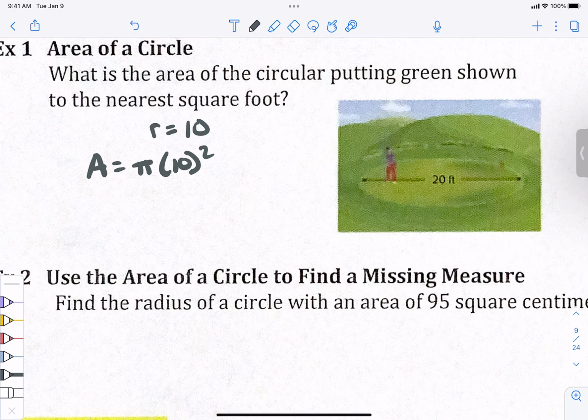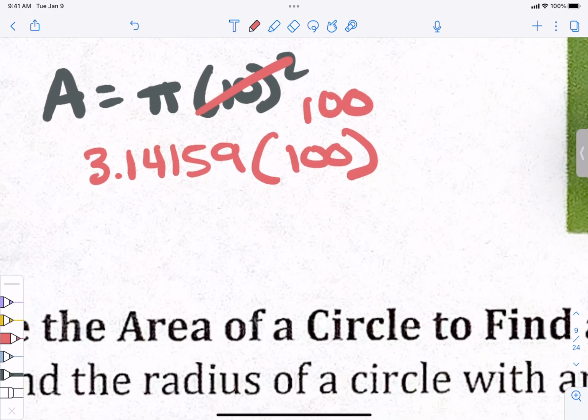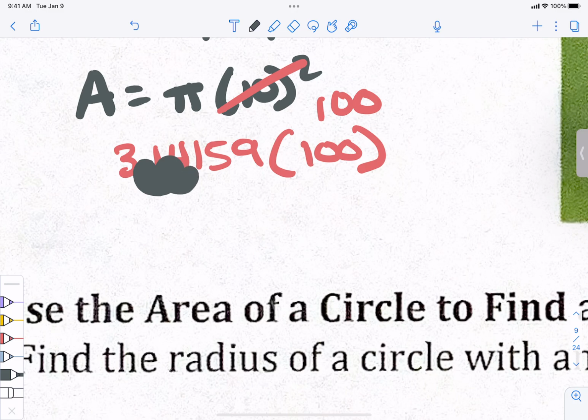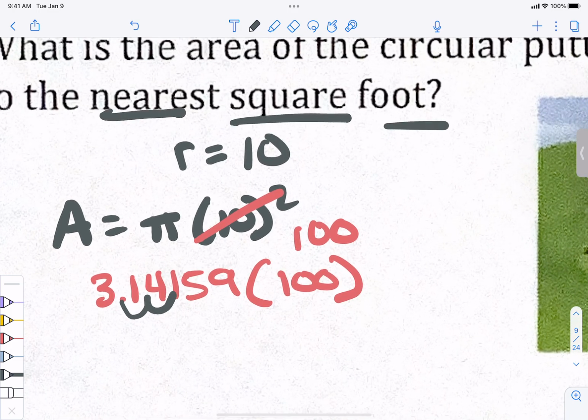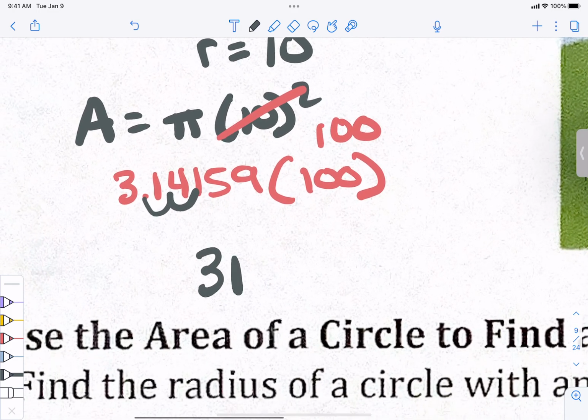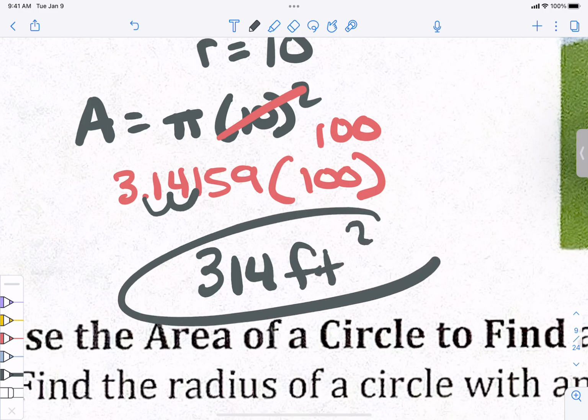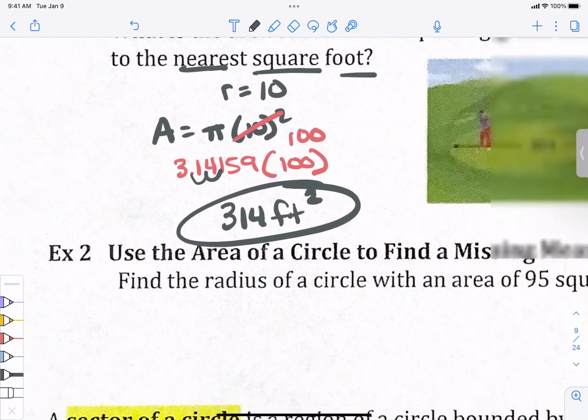Okay, what's 10 squared? 100, okay? And pi is like 3.14159, and it goes on forever, right? Times 100. What happens when we take it times 100? Move the decimal. Move it 2 places, and it says round to the nearest square foot. So 314, and that's in feet squared, okay? Any questions about that? Was that pretty easy? Yeah.